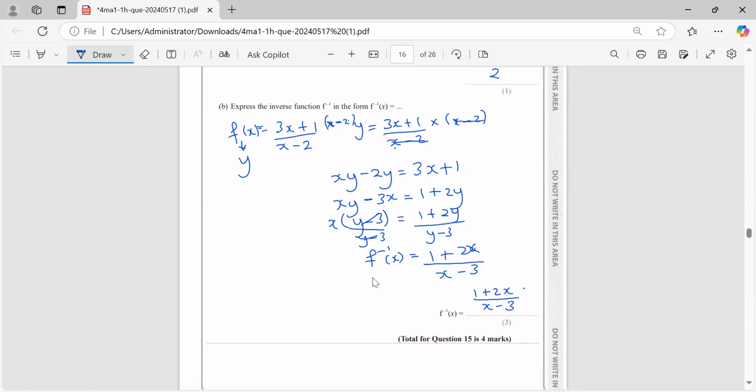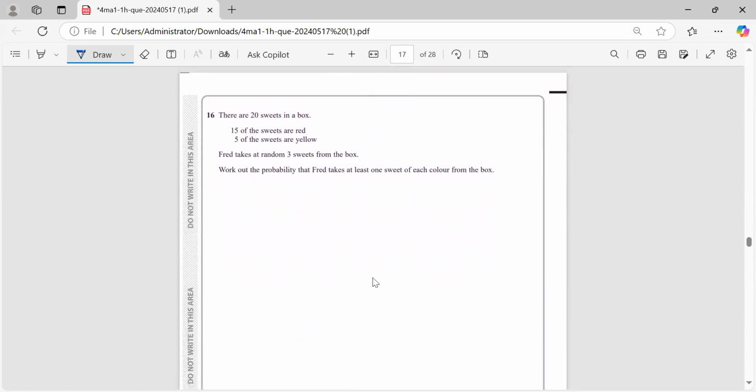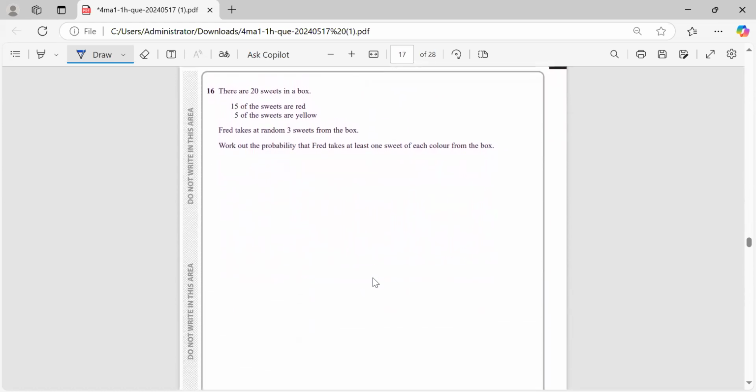All right. And then we move on to question number 16. Question number 16 reads, there are 20 sweets in a box. 15 of the sweets are red and 5 of the sweets are yellow. Fred takes at random 3 sweets from the box. Work out the probability that Fred takes at least 1 sweet of each color from the box, right?